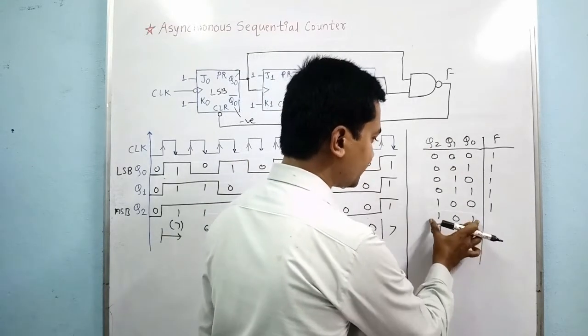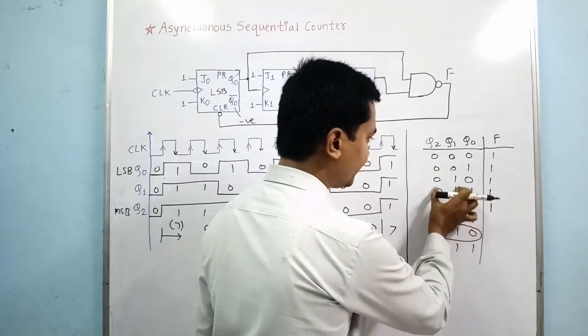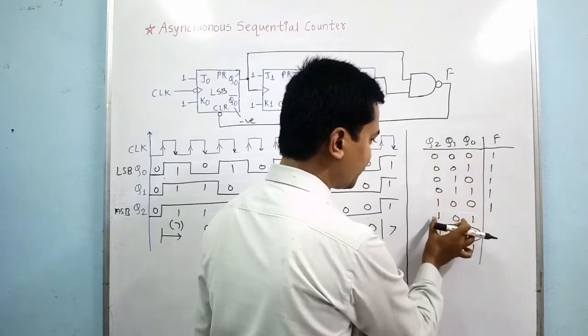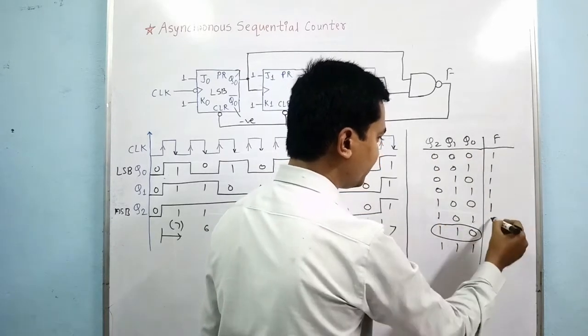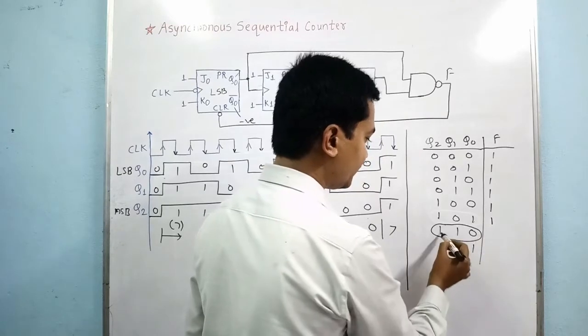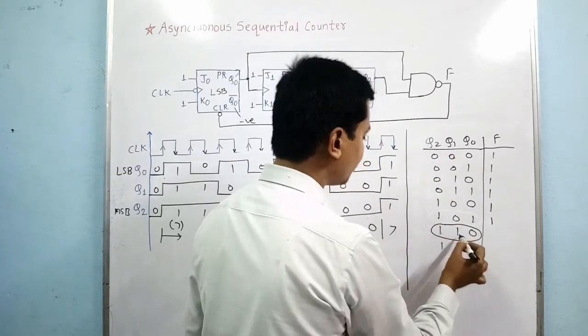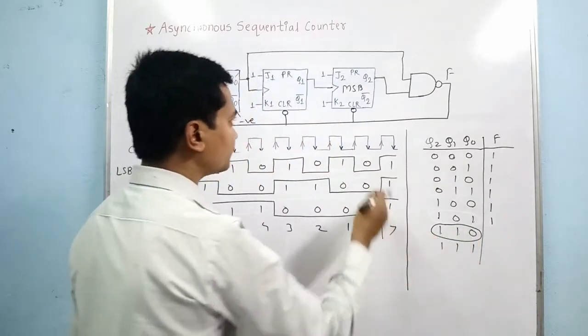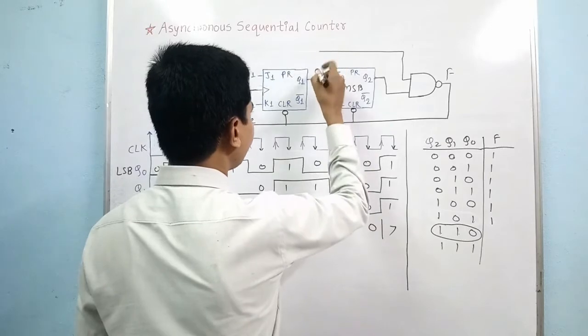Up to these combinations, these two bits have at least one 0. Up to this point the F output will be 1, but here Q2 and Q1 are set to 1 1. So due to this 1 1, we have to disconnect this and connect here.